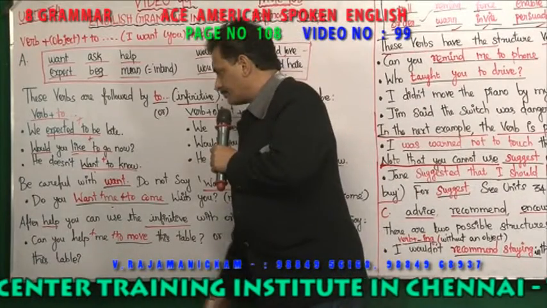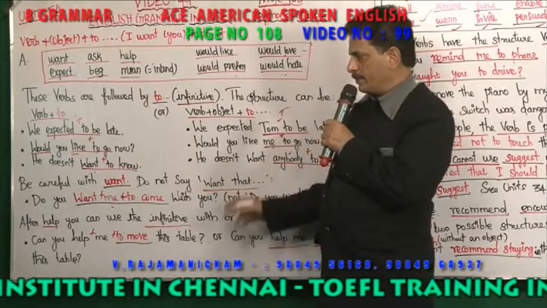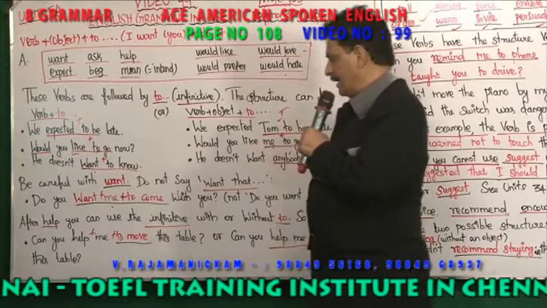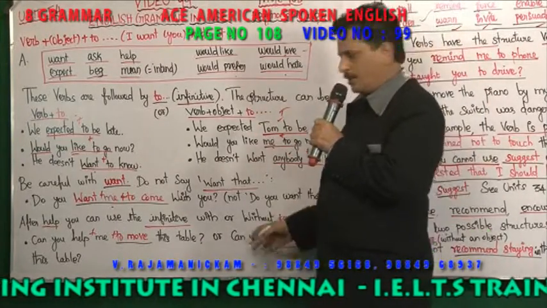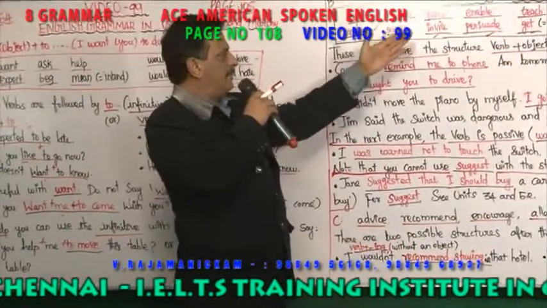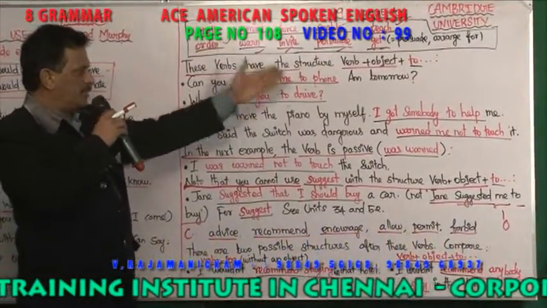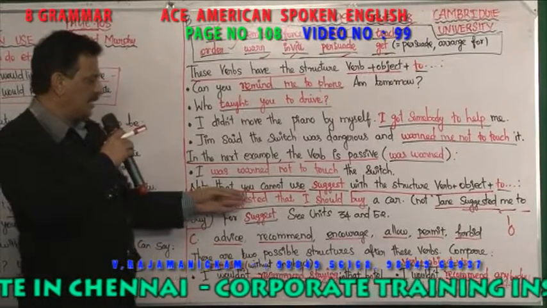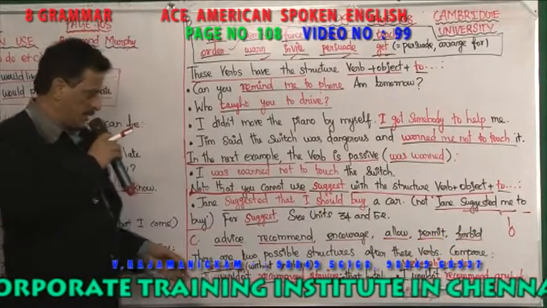Want. So after want, you are using object plus to plus present tense verb. You are not using that. Help. After help, you can use what? You can use to plus present tense verb or without to plus present tense verb. Then tell, remind, force, enable, teach, order, warn, invite, persuade, get. You are using them with an object plus to plus present tense verb.